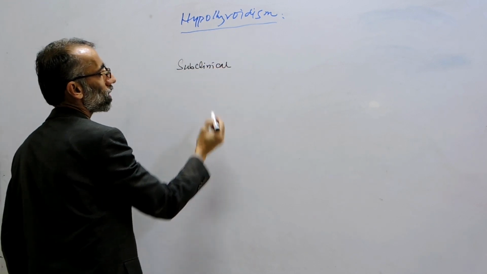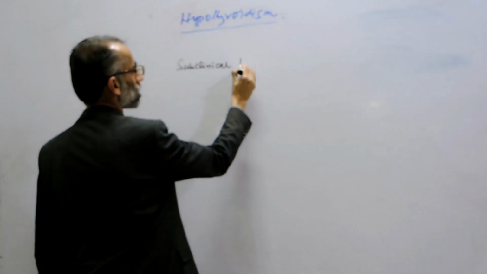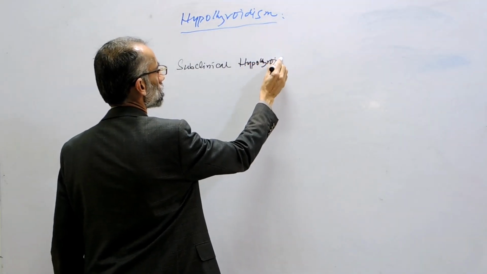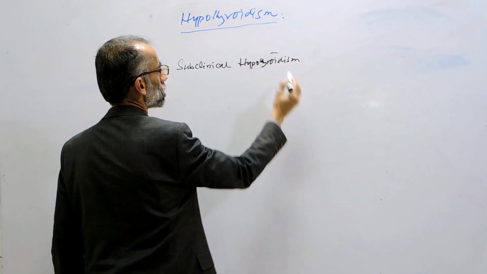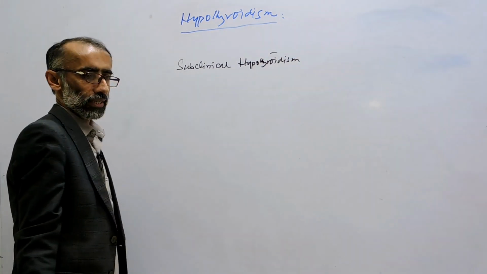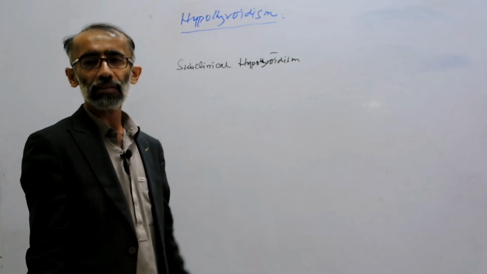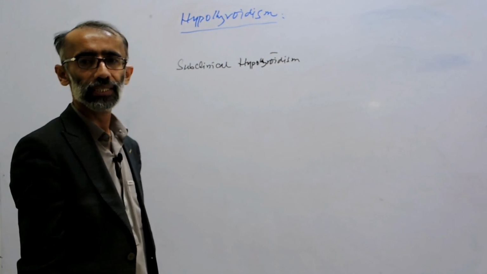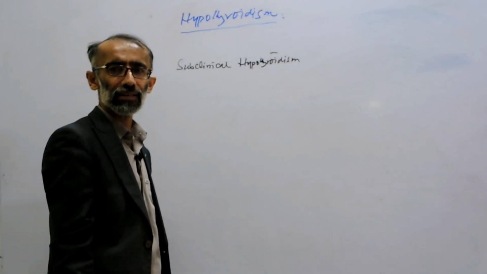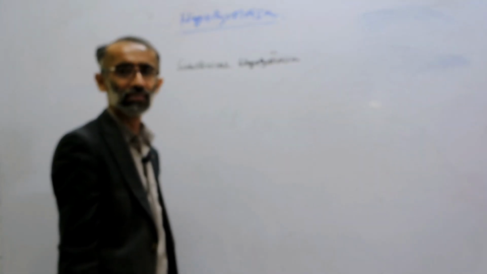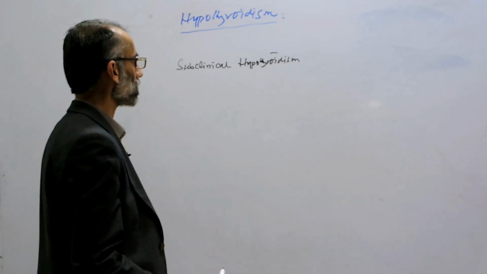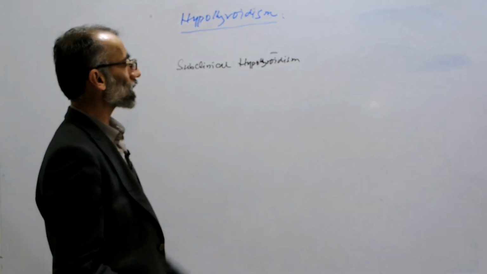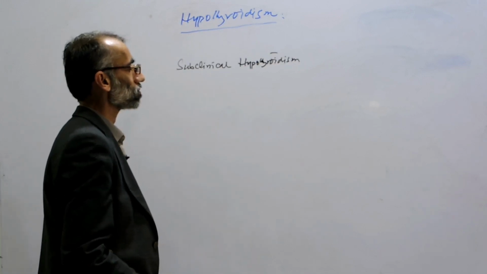Subclinical hypothyroidism. Remember that hypothyroidism is more common in women than men. Female to male ratio is 3:1. Types of hypothyroidism: subclinical hypothyroidism.